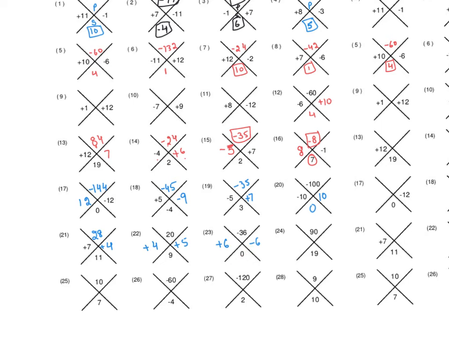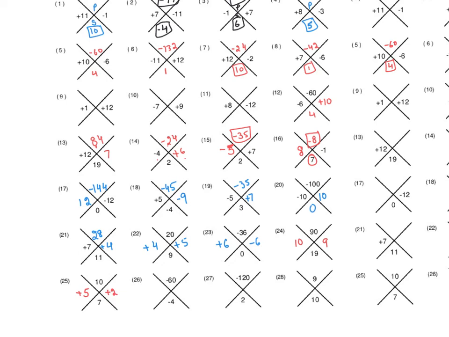Similarly, for number 24, what goes in here? That gives us sum as 19 and multiplication as 90. So those numbers are 10 and 9. What goes in here, so that the sum is 7? And those numbers are plus 5 plus 2. 5 times 2 is 10. 5 plus 2 is 7.